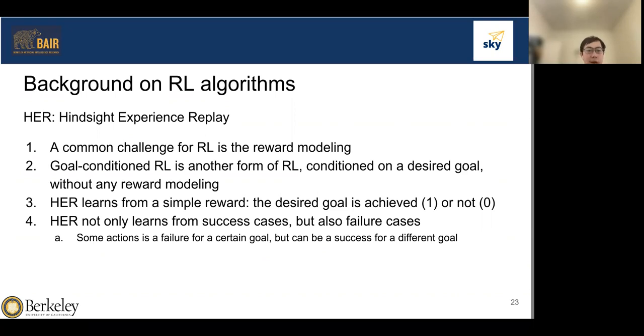So what does this framework tell us? It was published around 2017 or 2018, or even earlier, I guess. A major problem back then, and a very common challenge in RL, is reward modeling. For example, if we want to do a robotic arm manipulation task, we need very good expertise in designing the reward. We often need a reward on the distance between the robot grasper and the actual object you want to manipulate.